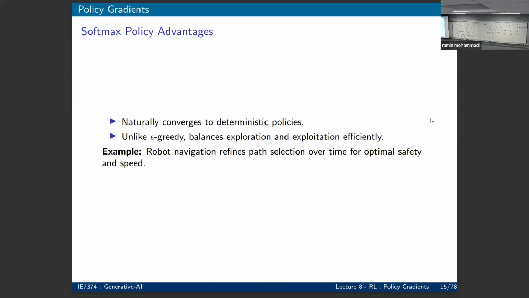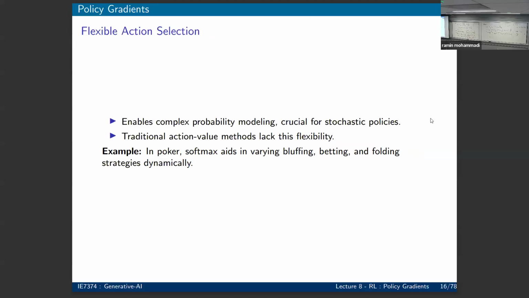Okay, the softmax policy advantage is that it naturally converges to a deterministic policy. Unlike epsilon greedy, it balances exploration and exploitation more efficiently. I think that's straightforward, but this is about flexible action selection, which is also related to the softmax concept. It enables more complex probability modeling. If you think about the traditional action value methods, they don't have flexibility. You always select the best action, you always select the same action. Here, you just have more flexibility.